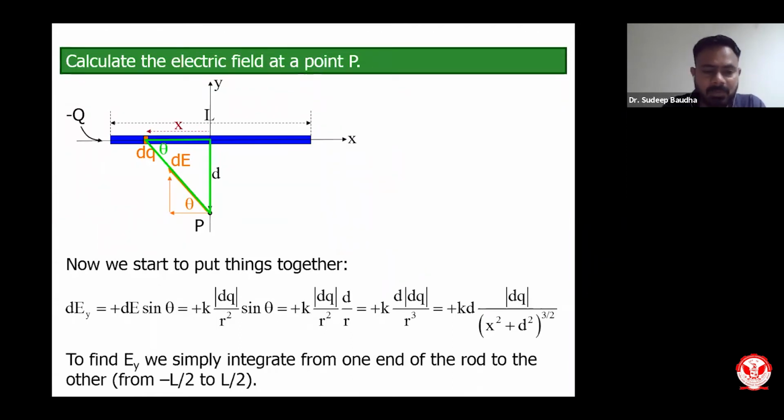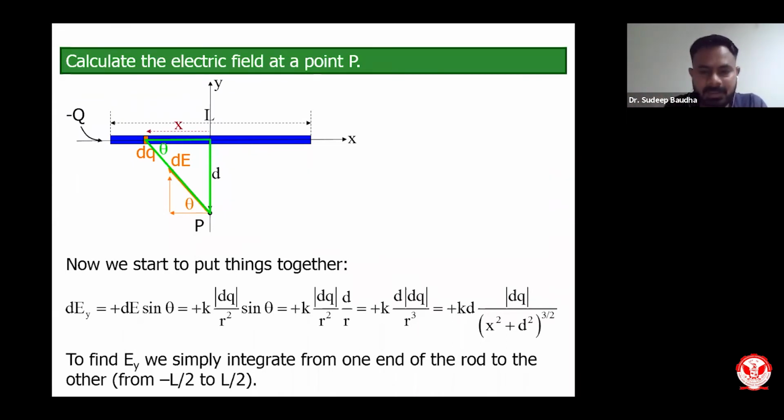Now we need to find the entire field because of this particular charge. So what we will do, we can integrate this particular value from minus L by 2 to L by 2, because L is the length of this particular wire. So simply we have got the y component, or the electric field due to dq. Now the last step will be to integrate it across the rod. In this case, the rod is from minus L by 2 to L by 2.